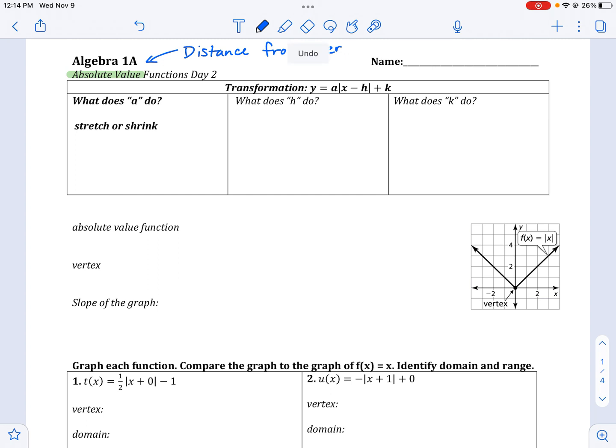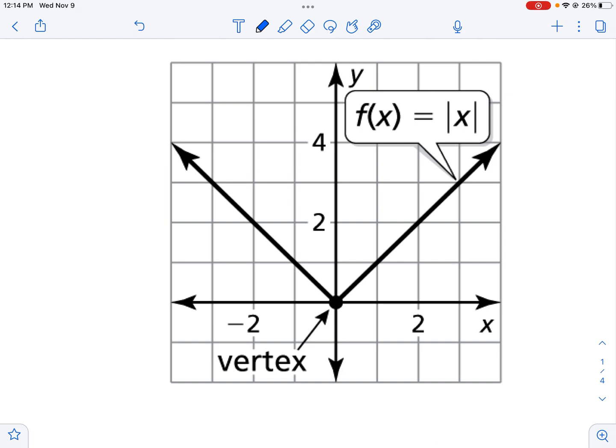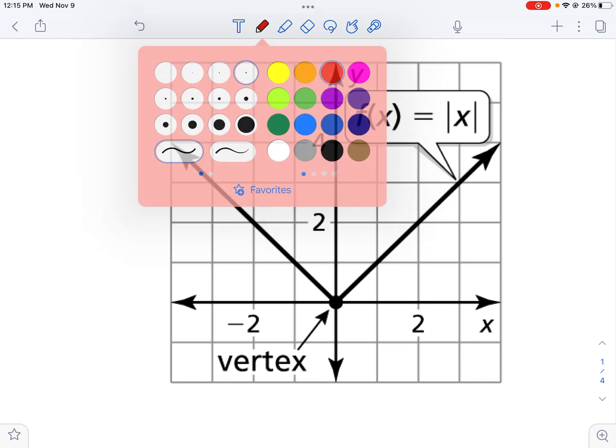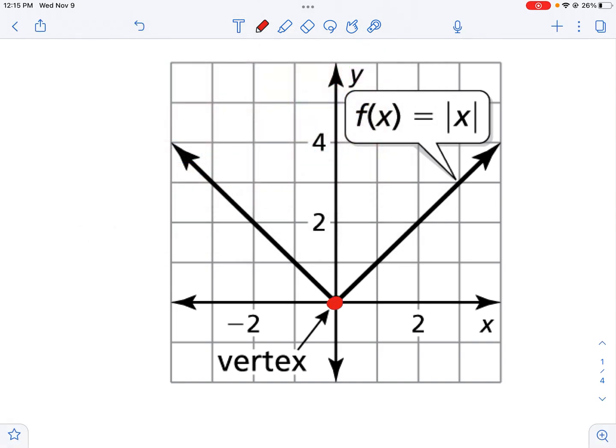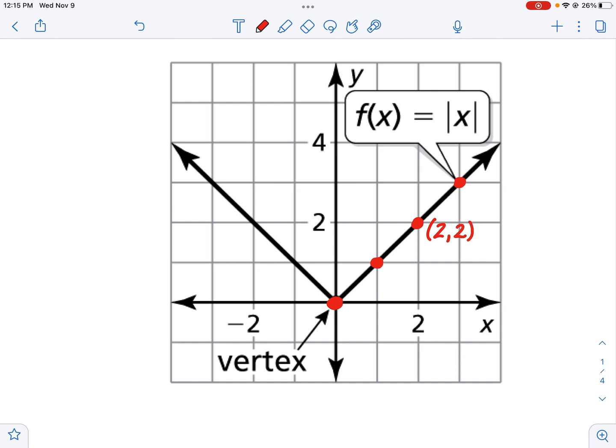So when I go to graph my parent function, the original absolute value function, what that looks like is if I have just the absolute value of x, well, the absolute value of 0 is 0, the absolute value of 1 is 1, the absolute value of 2 is 2, so this would be 2, 2. The absolute value of 2 is 2, the absolute value of 3 is 3, the absolute value of 1 is 1.